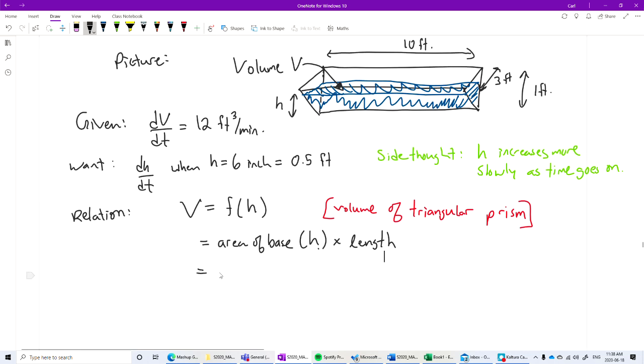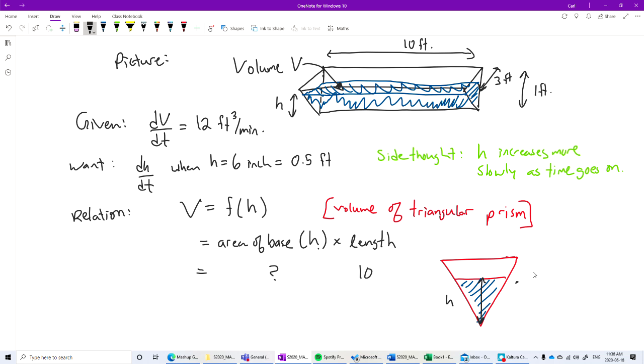So this length we know is 10, but what is the area of the base? For this, I think it helps to actually draw another picture. Let's draw another picture of the side view. The side view will look something like this. And now the water level, the water is up to that height. And this is the height here.